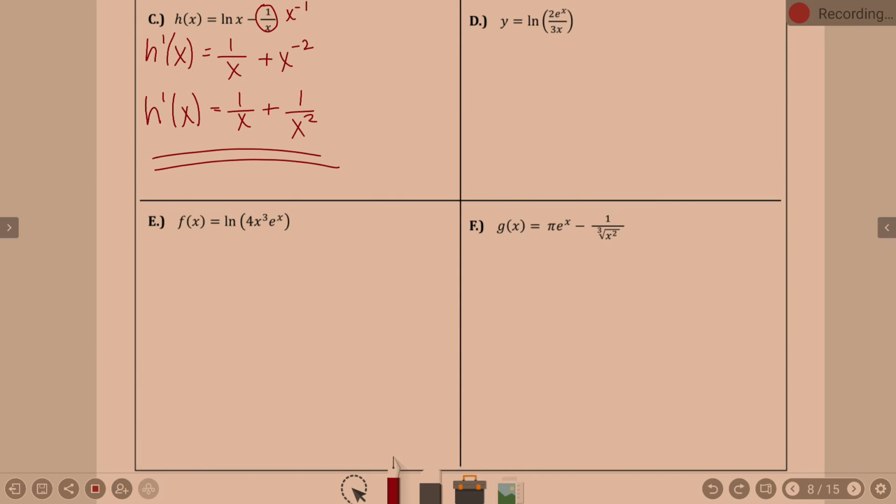We're not going to have time to finish this, but division inside a derivative or inside of a log is what? 2 of them subtract. So this would be the log of 2e to the x minus log of 3x that you'd want to take the derivative of.